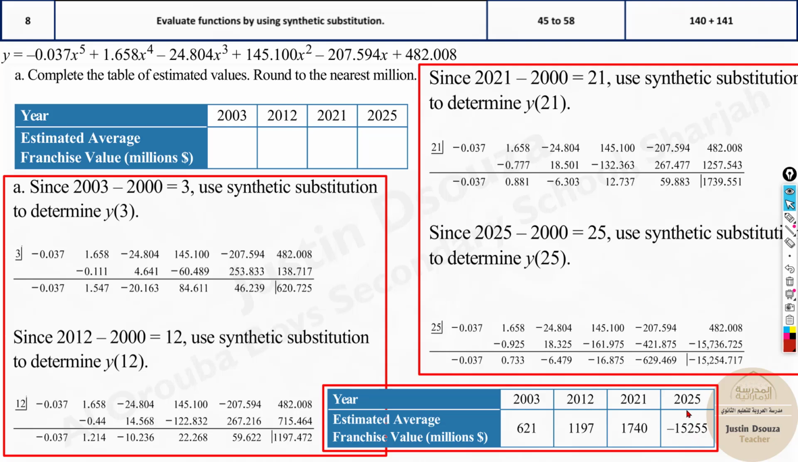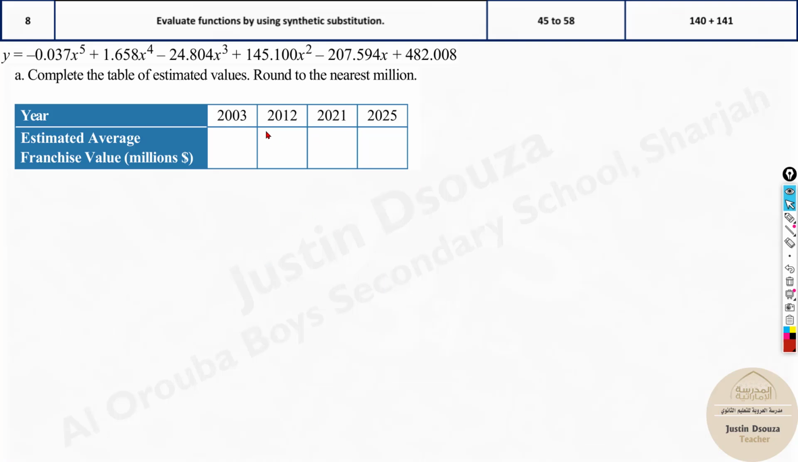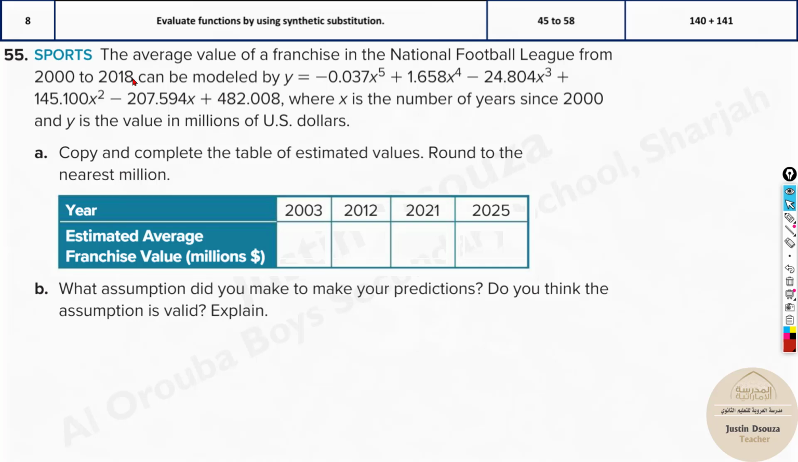And what you need to do over here is find for 2025 as well. But do you remember in the question, they clearly told that the equation is only for 2000 to 2008.